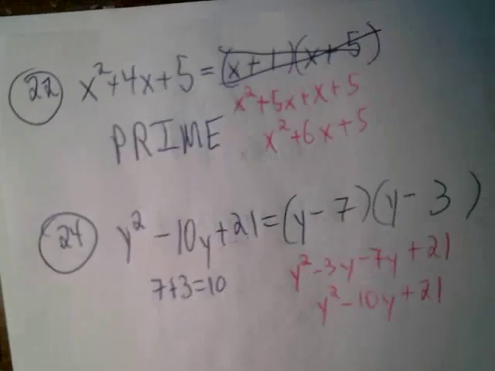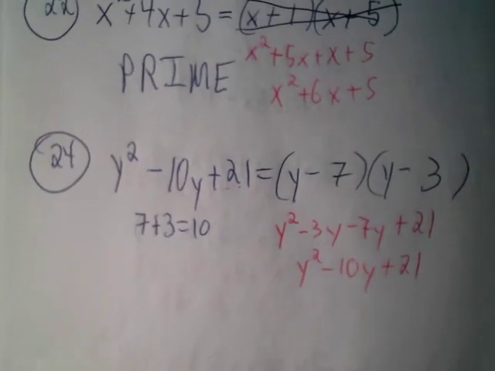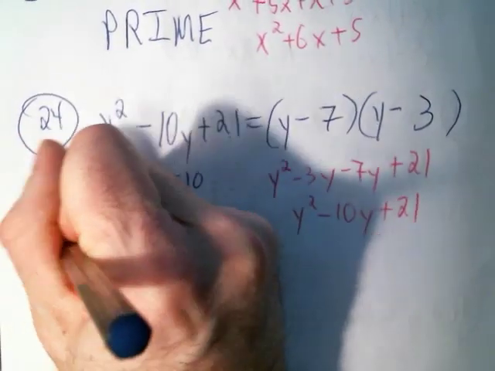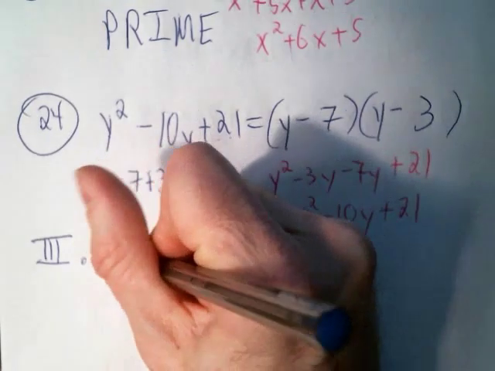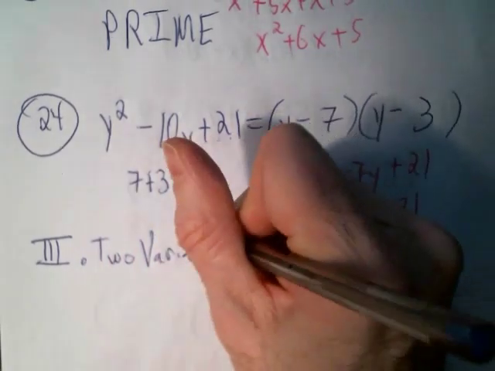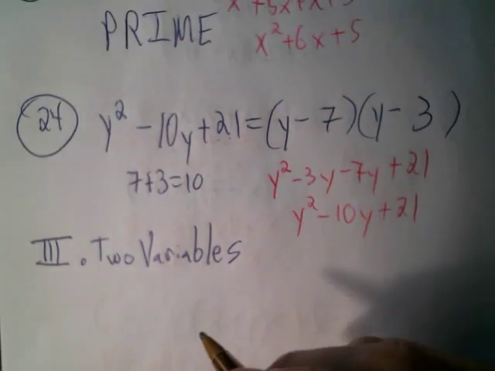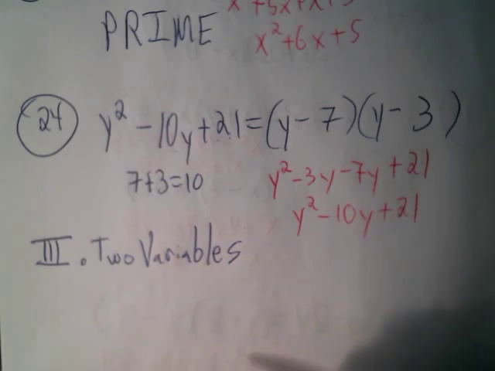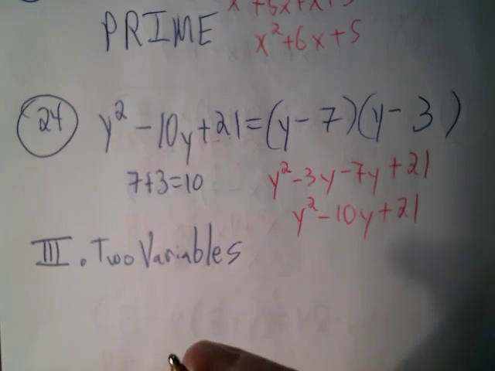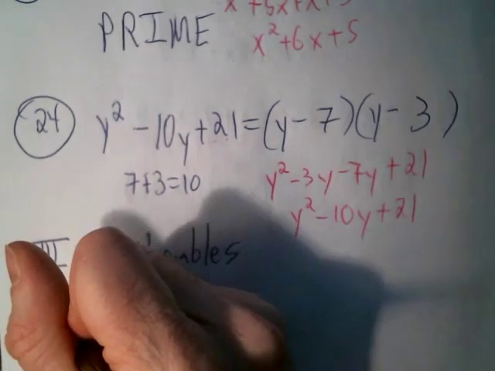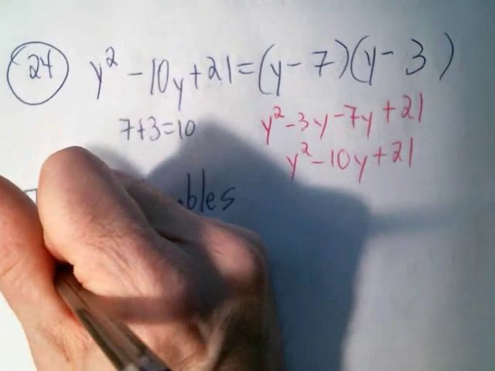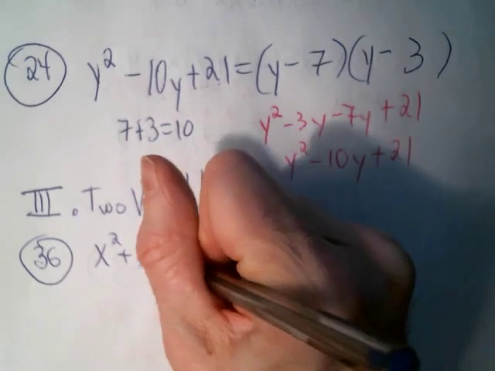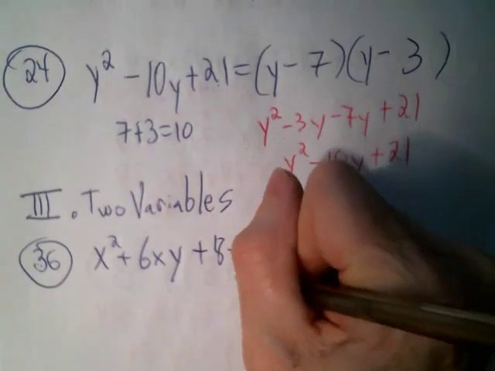So let's take a look. See if it didn't make sense. Hopefully this will make sense. Section 3 then, 2 variable forms. They're basically just the same as before, but you'll have to include an additional variable. So for example, number 36, let's just take a look. You have x squared plus 6xy plus 8y squared.